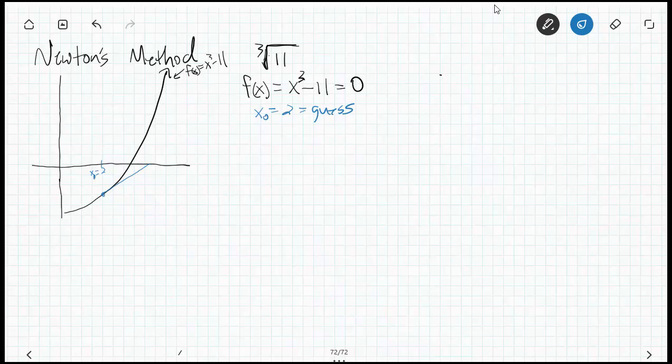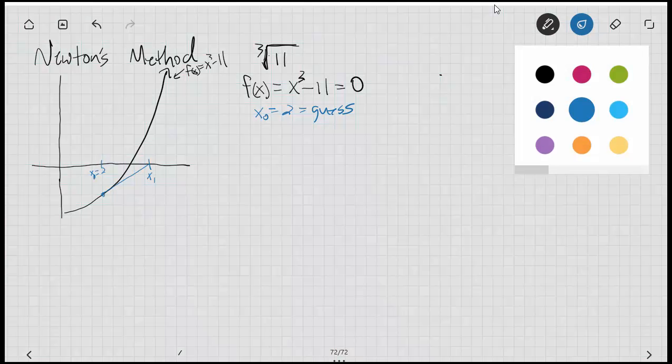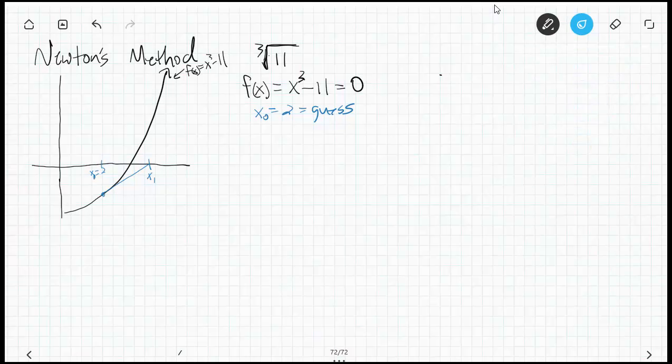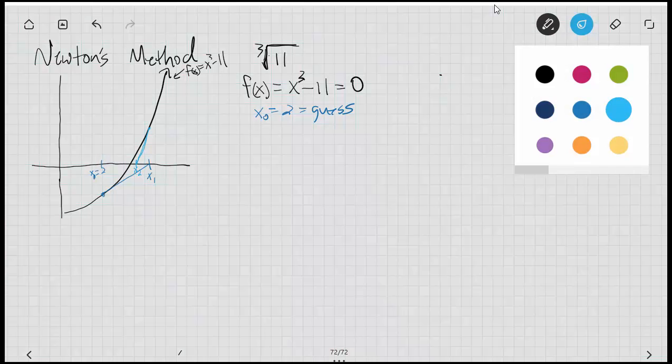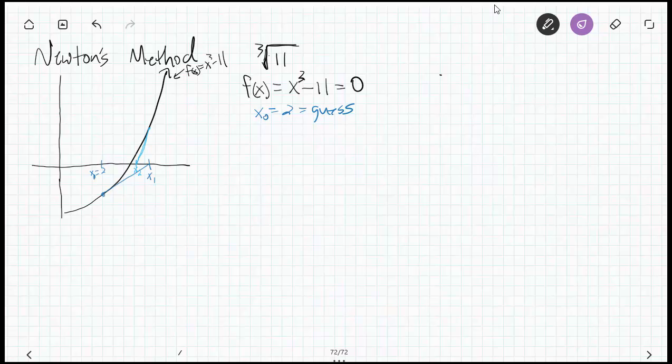Now x naught is 2, so this becomes x sub 1. What does x sub 1 do? X sub 1 goes back up to the curve and draws another tangent line. This new tangent line gives me a new x-intercept. So all I'm doing is grabbing my x-intercepts. This is going to be x sub 2. I'll only do this one more time. I go up to the curve and draw another line tangent.